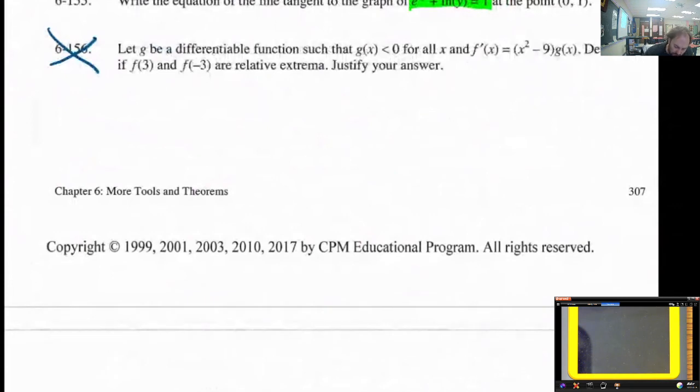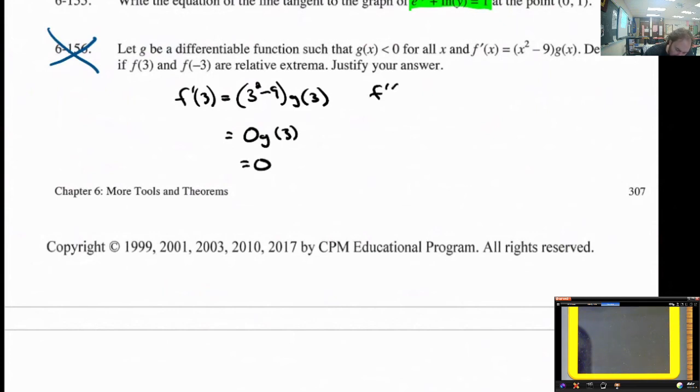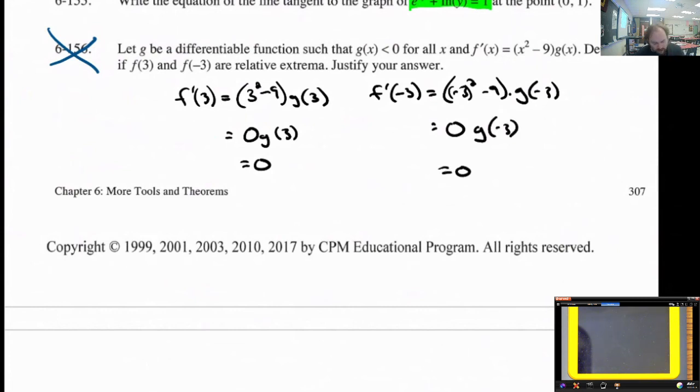All we got to do really quick is check the f prime of 3, which is 3 squared minus 9 times g of 3. That's just going to be 0 times g of 3, which is 0. And f prime of negative 3, which is negative 3 squared minus 9 times g of negative 3, which is also 0 times g of negative 3, which is also 0. Both of these points are extrema.